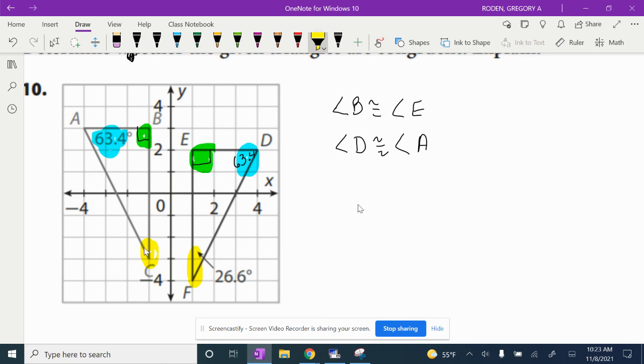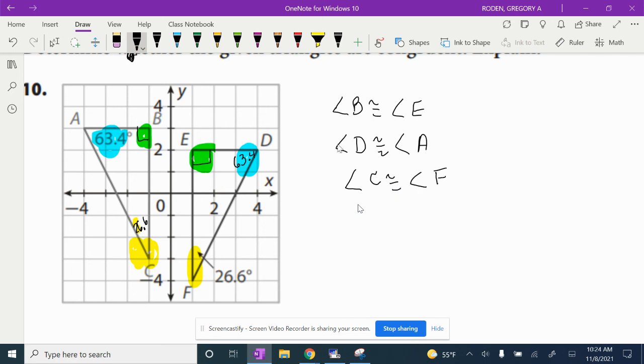Can I find C? I don't know what C is. Cody, pull me a stick. I need someone to tell me how I'm going to figure out C. Austin, how am I going to figure out C? So you'll do 90 plus 63.4 minus 180. Okay, and what does that give me? 26.6. That gives me 26.6. So now, ladies and gentlemen, we can now say that angle C is congruent to angle F.